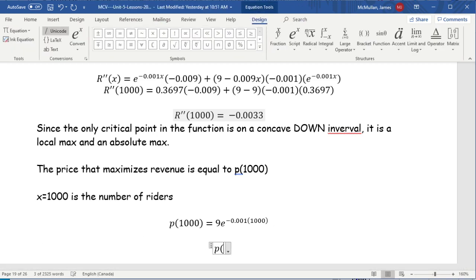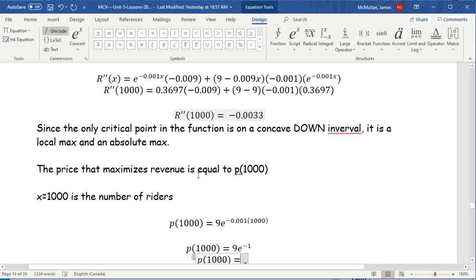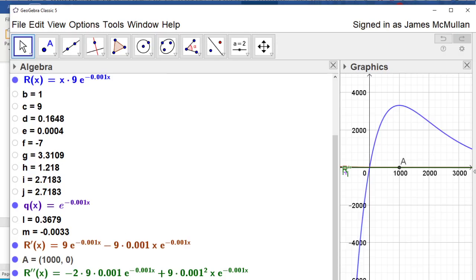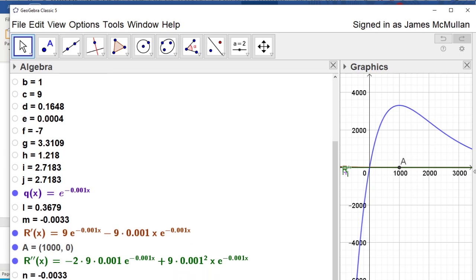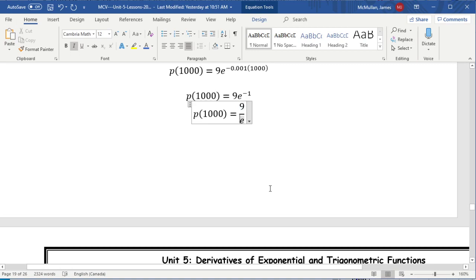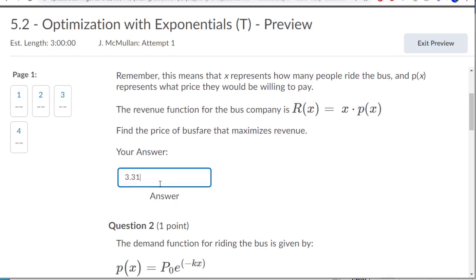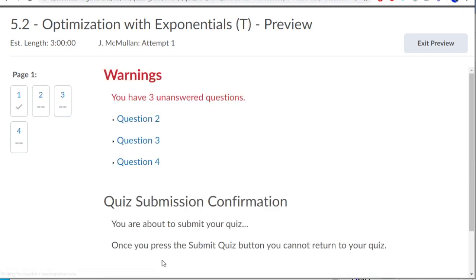So you find out that p of 1000 is equal to 9 times e to the negative 1, and p of 1000 equals 9 over e. And that's what we should charge. So let's do 9 divided by e, and we get $3.31. Now let's go back to my question. So I'm going to put in $3.31. Submit.